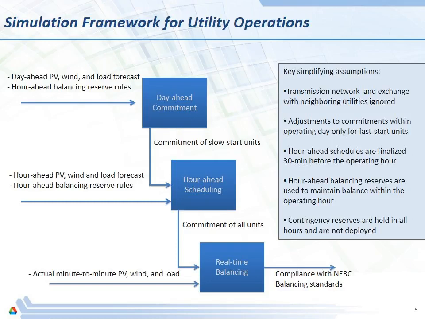So here's a flow chart that shows the simulation framework that we used to model some of the decisions that are made in utility operations. The first thing is that some of the units that APS uses to balance their system are slower starting units. And so those have to be committed during a day-ahead process, somewhat based on inaccurate forecasts made prior to the actual operating day.